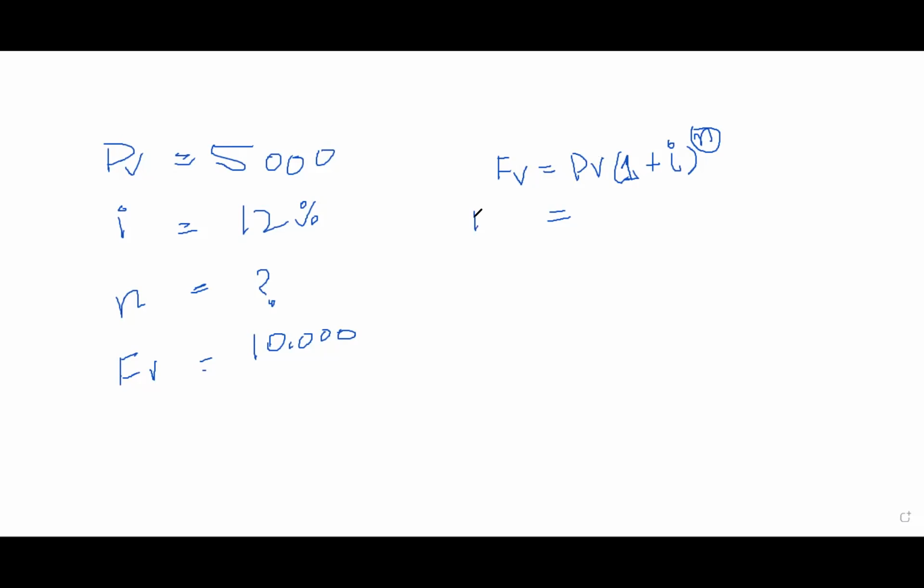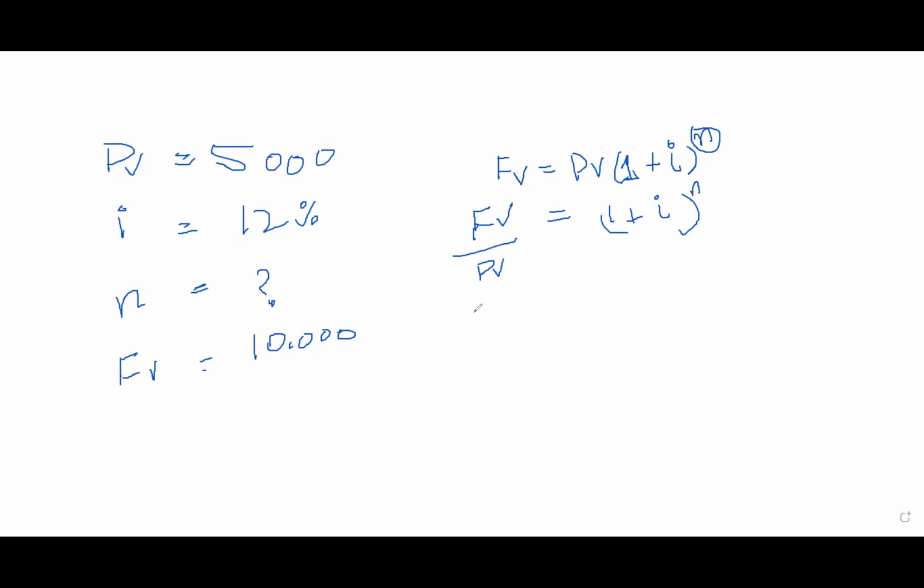If we move this PV to the left hand side, the equation would be like this: future value, because it is in multiplication, it will be divided here, we will put it in division. FV over PV is equal to 1 plus i raised to power n.